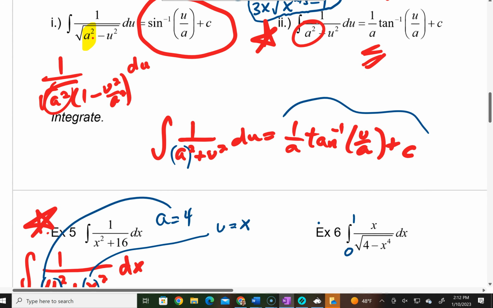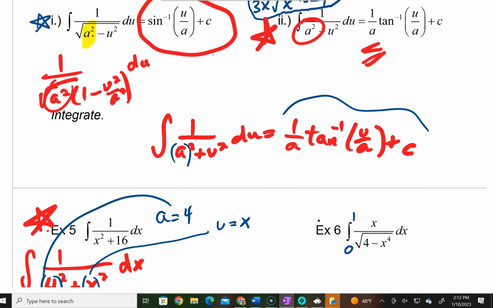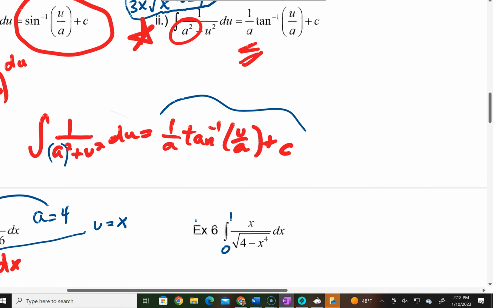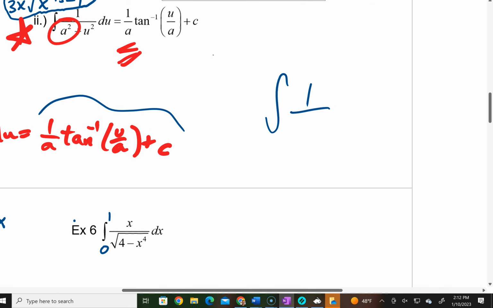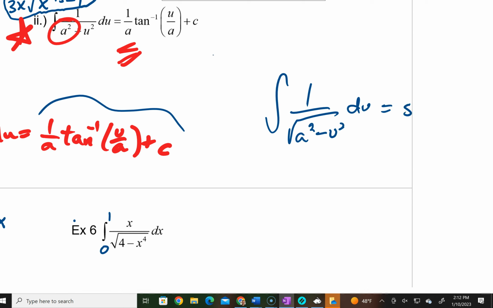And there are only 2 possibilities. Wow, will that help you out? That I hope is going to be a tremendous help to you. You're going to say, hey, you know what? I now know that this has to be inverse sine. And inverse sine doesn't have that 1 over a over it.